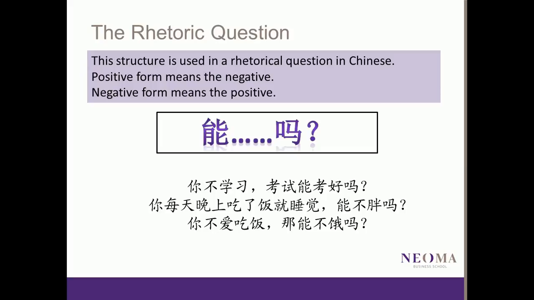Last one. 你不爱吃饭，那能不饿吗？Remember we learned that 那 is kind of like "so" in English. 那 is used to give a conclusion or a solution based on the previous situation. The previous situation is 你不爱吃饭, you don't like eating. 那能不饿吗？So how come you won't be hungry? You will definitely be hungry. It's more about the tone you say it in. 能怎么怎么样吗？Of course you will. It has this slight meaning in there. Of course you will be like what? Okay? So this is the natural result of the previous reason.